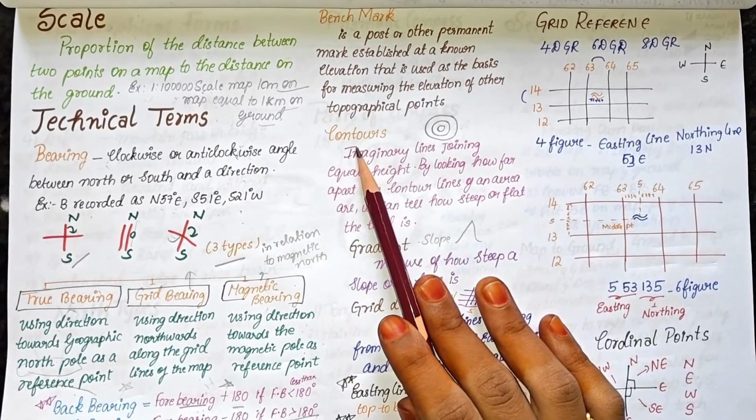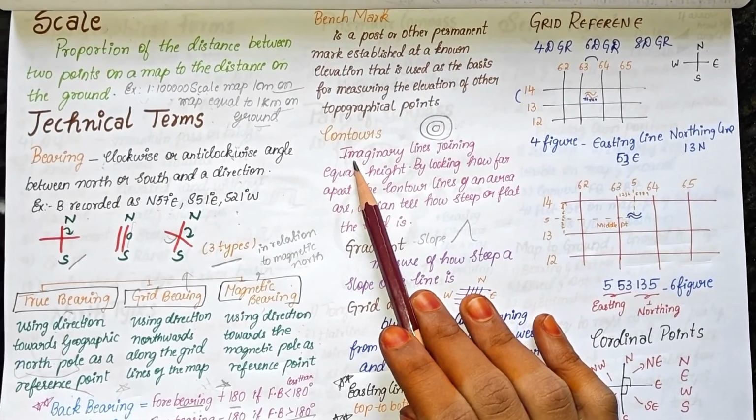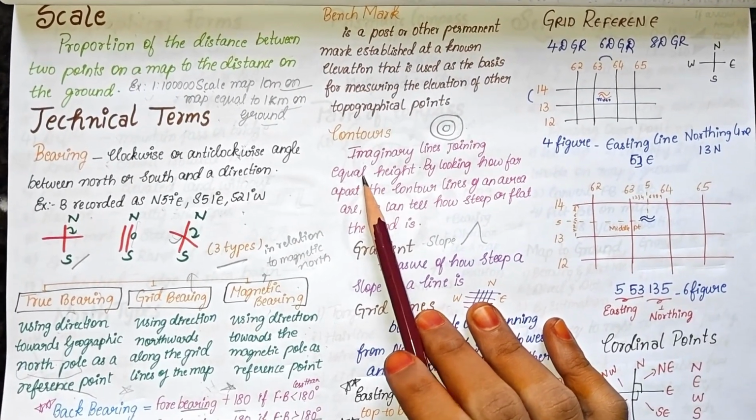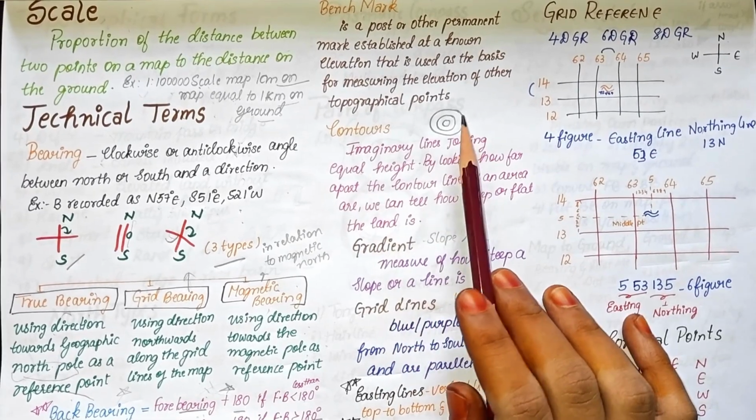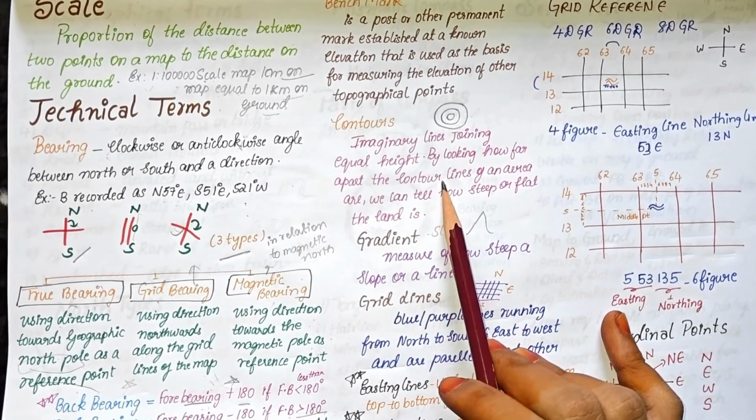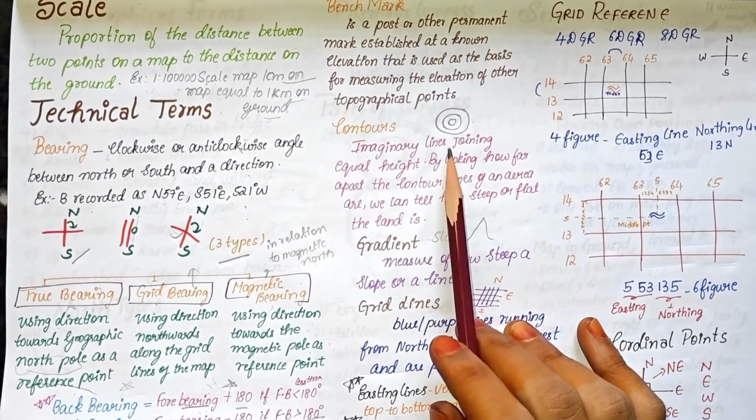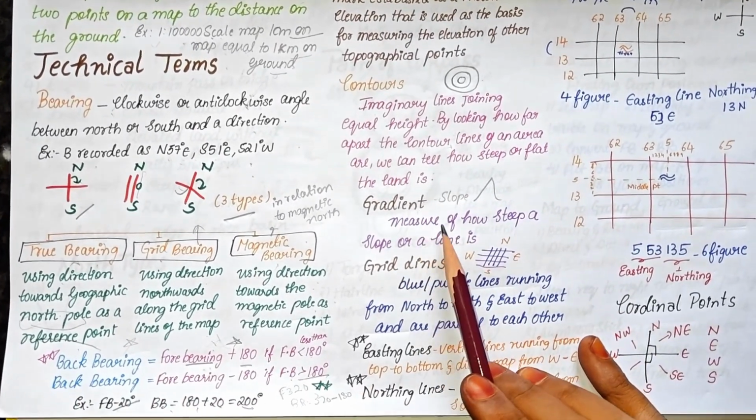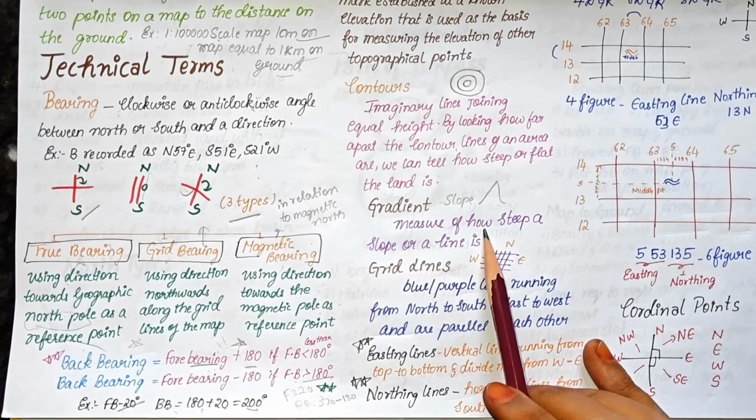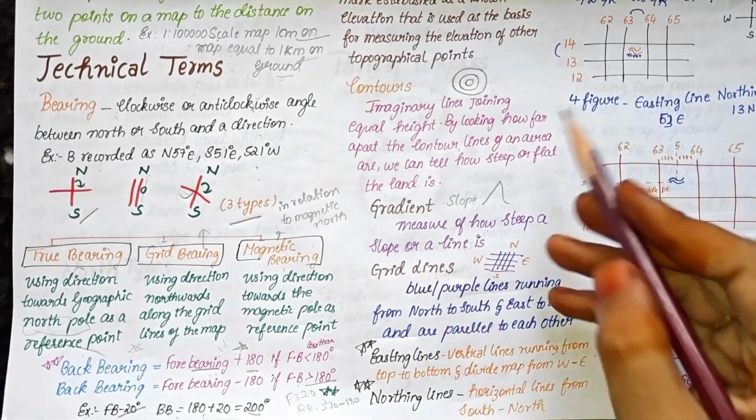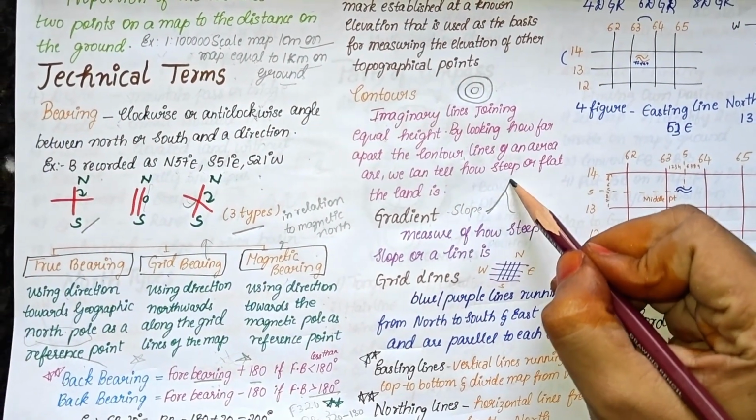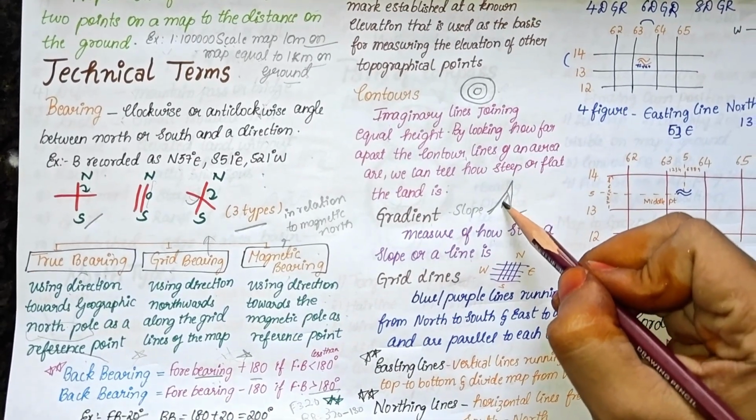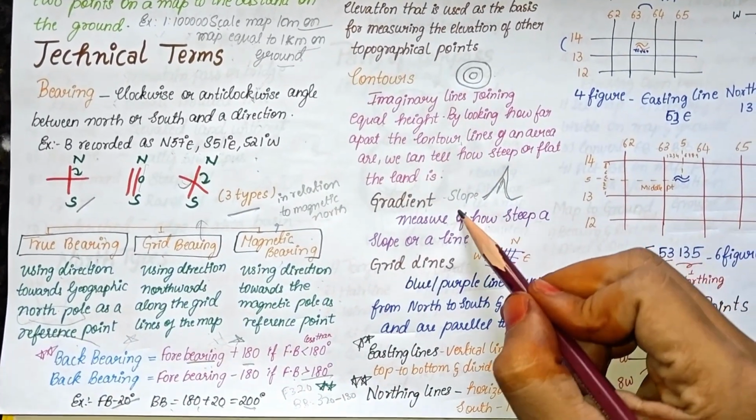So what are contour lines? Contours are imaginary lines joining equal heights. By looking at how far apart the contour lines of an area are, we can tell how steep or flat the land is. So what is a gradient? A measure of how steep a slope or line is. A gradient is like a slope.